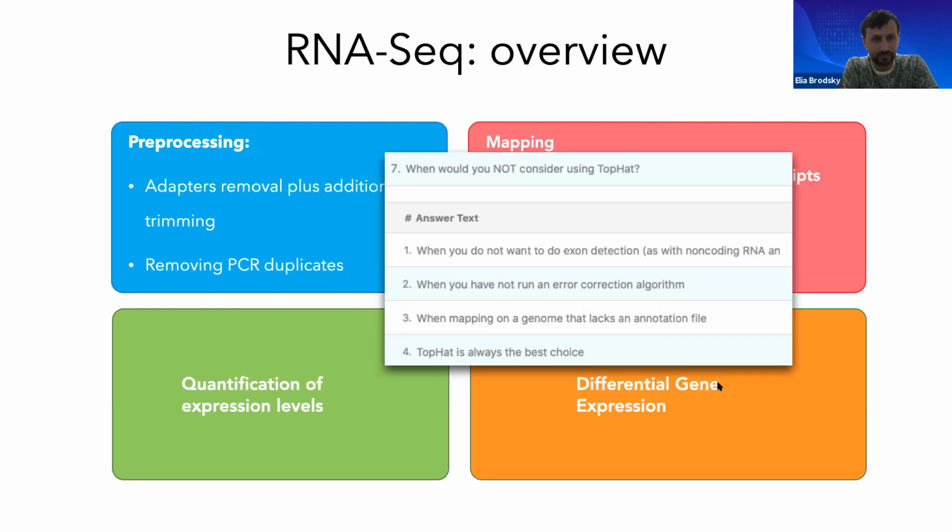Anyone else? So, I mean, this is not graded. This is just for us to have a discussion about what's right and what's wrong, to make sure that you understand this correctly. So feel free to guess if you don't know. Okay, great. So everybody's guessing number one, which is when you do not want to do exon detection. Okay, great. So that is correct.